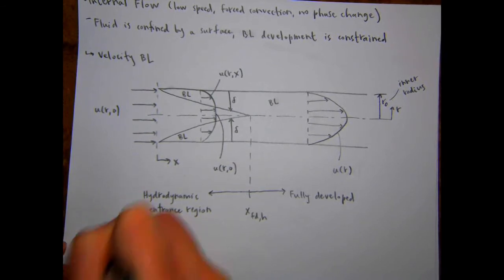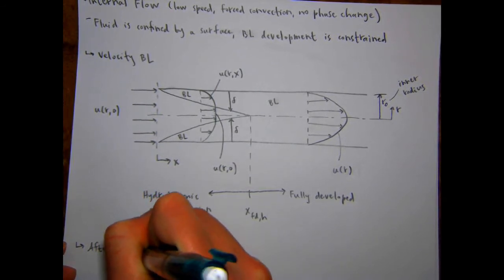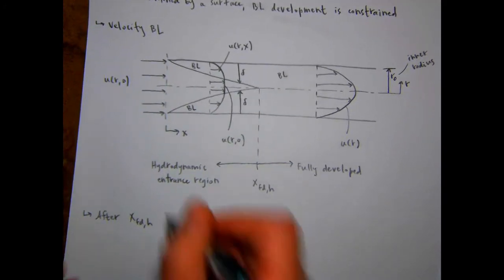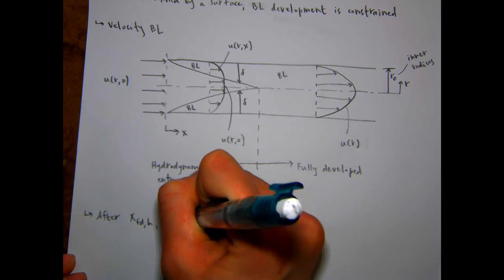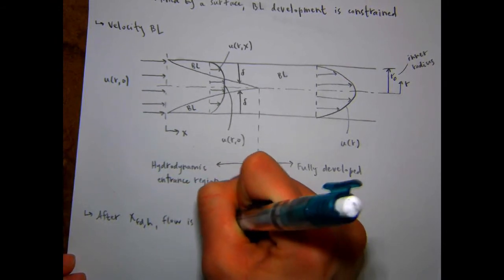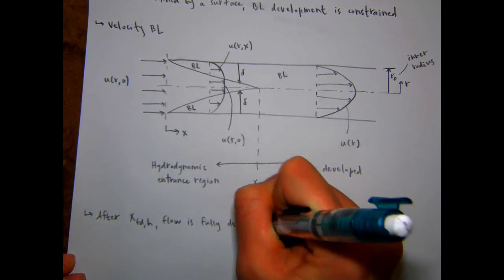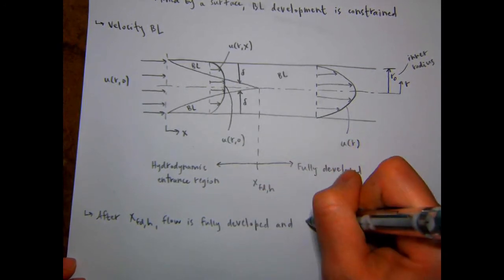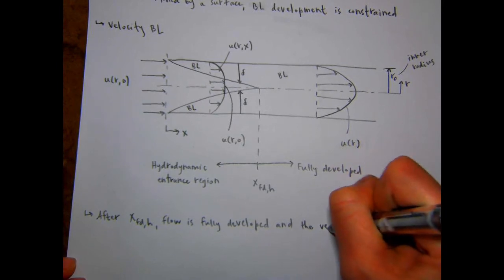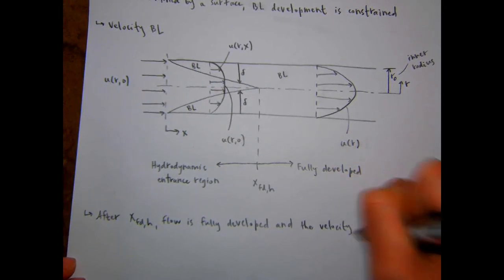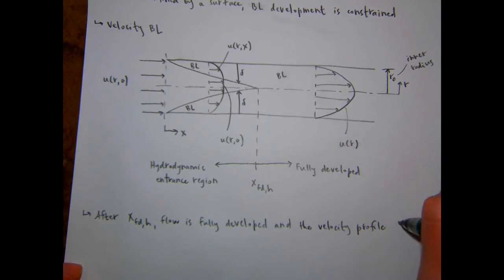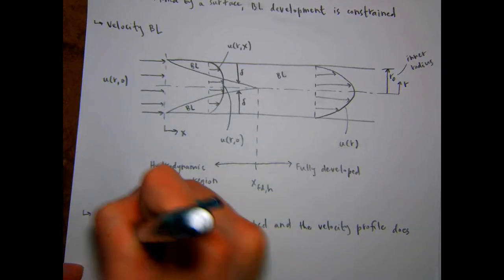So we'll say after x_fd,h, so after this fully developed location, the flow is fully developed and the velocity profile does not change with x.